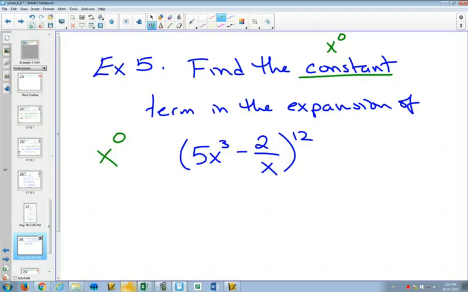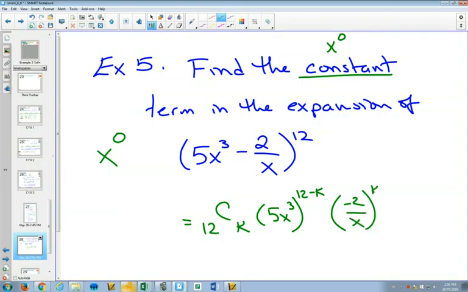So once you know that a constant term is x to the 0, I want you to try to find out using your formula. So n, 12, choose, you don't know what k is. 5x cubed to the 12 minus k, negative 2 over x to the k. Which one is it going to be? What's the value of k so that you get no x's? All your x's, in other words, will cancel out.